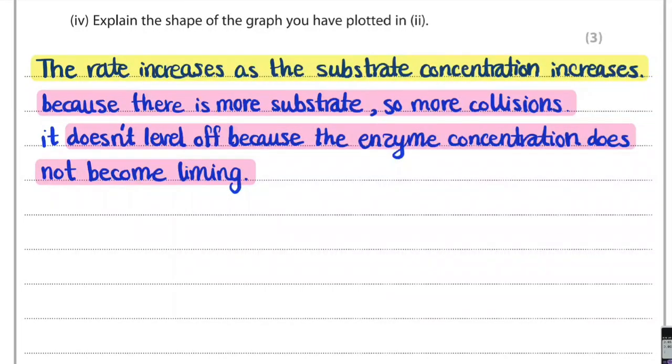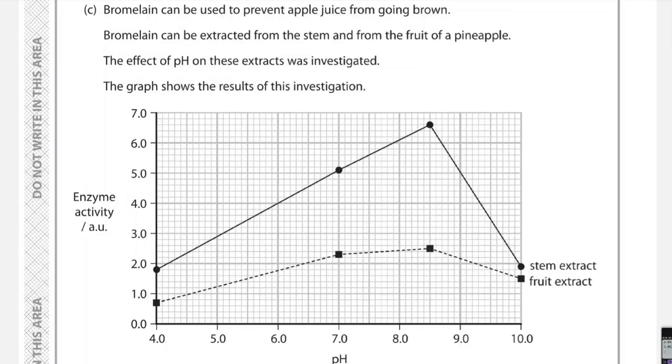Part C in this question is talking that bromelain can be used to prevent apple juice from going brown. It can be extracted from the stem and from the fruit of the pineapple. The effect of pH on these extracts was investigated. So the pH here is the independent variable. The graph shows the results of this investigation.